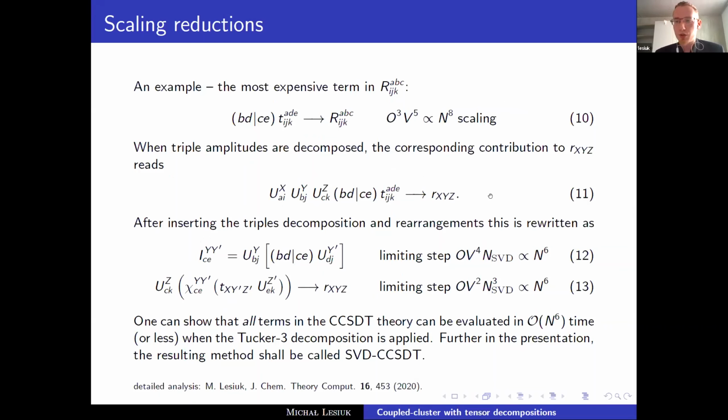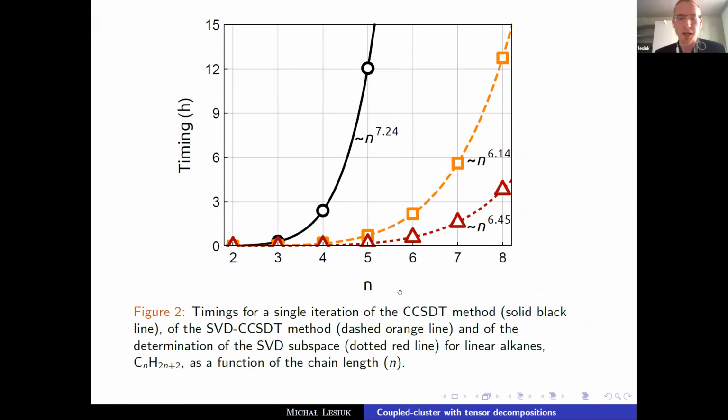And all terms in the CCSDT residual can be rearranged to a form that can be calculated with n to the 6th scaling. So the method that is created in this way, that I will just shortly call SVD CCSDT, scales as n to the 6th. So the same scaling as CCSD, basically. So this is the point of reducing the scaling of a method by applying 2 facts: that you work in an SVD subspace and you don't need to calculate the full rank quantities. And the second thing is that the size of the SVD subspace scales linearly with the system size, which is a numerical observation.